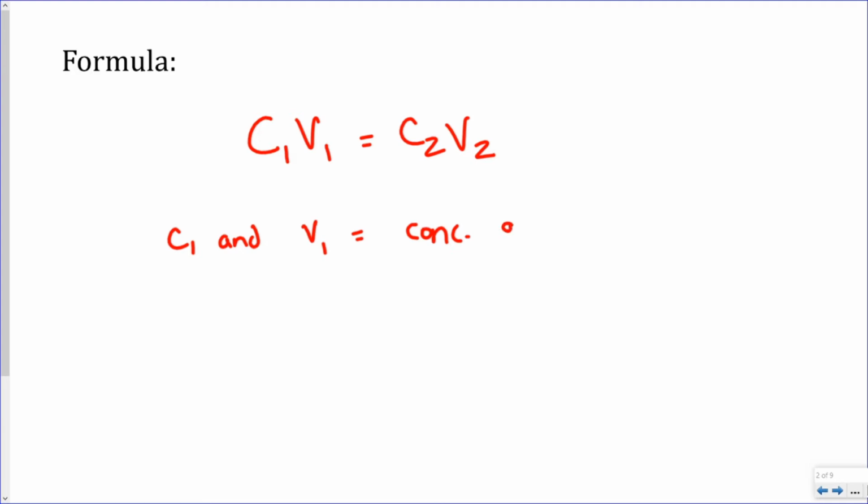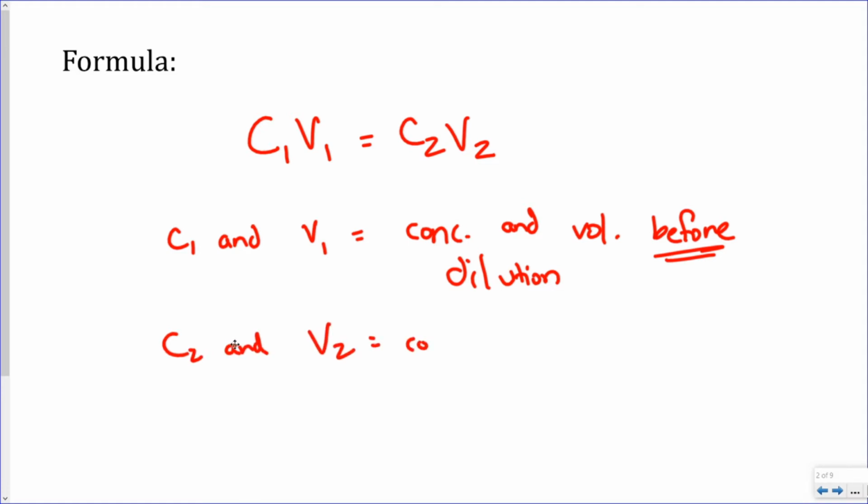So the formula for actually calculating these is like so. C1V1 equals C2V2, and C1 and V1, we already know what C and V are. Those are the concentration and volume before dilution. And unsurprisingly then, C2 and V2 are going to be your concentration and volume after dilution. So the product of your concentration and volume beforehand is equal to the concentration and volume product afterwards.